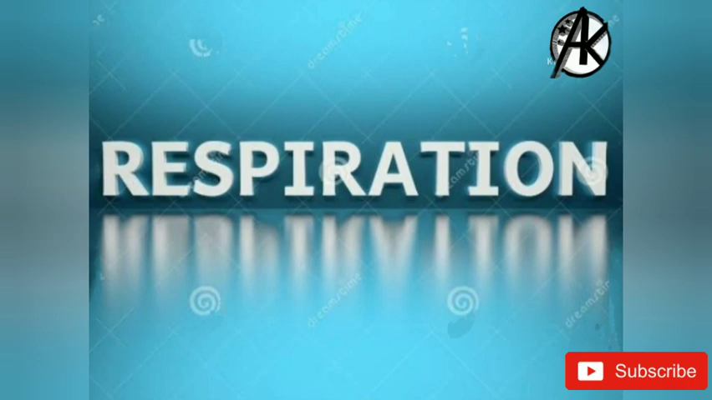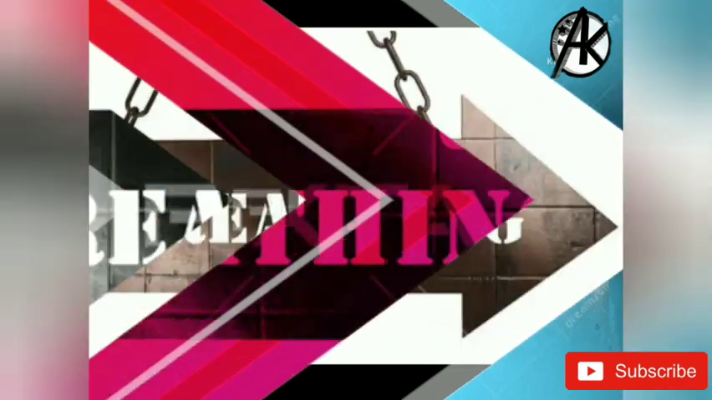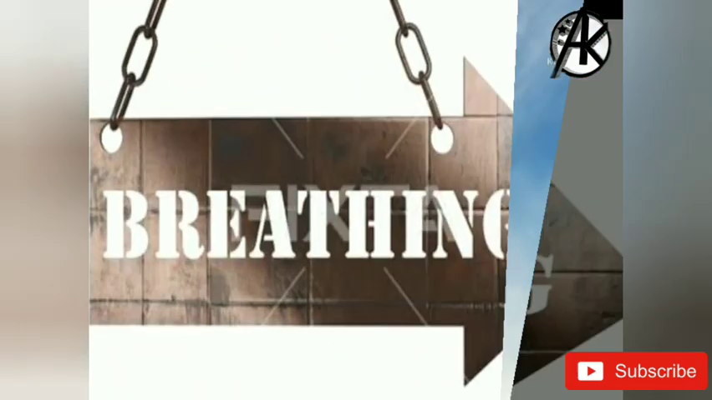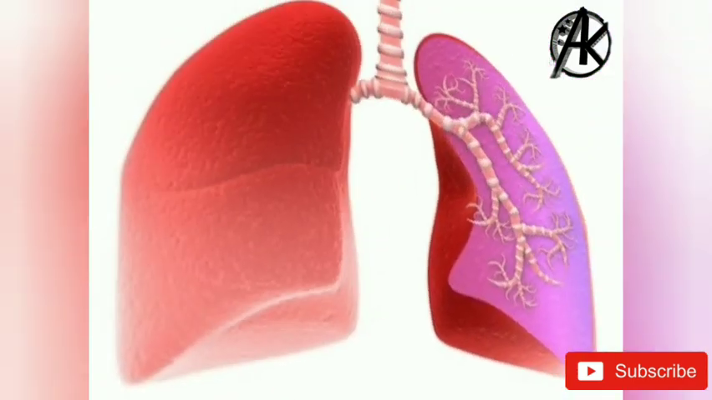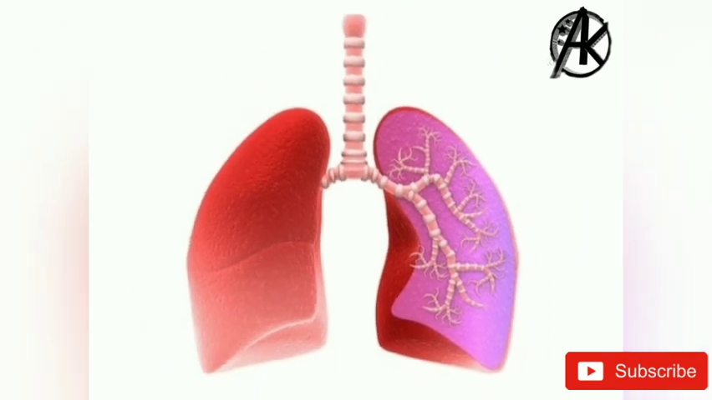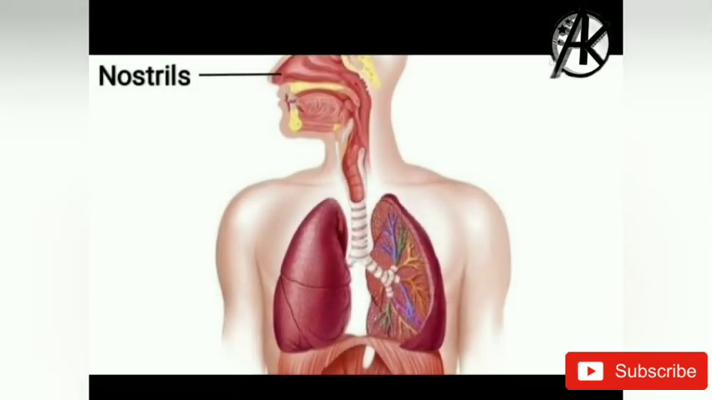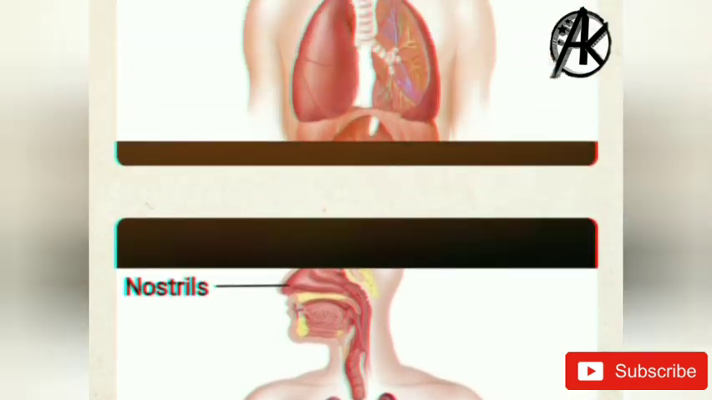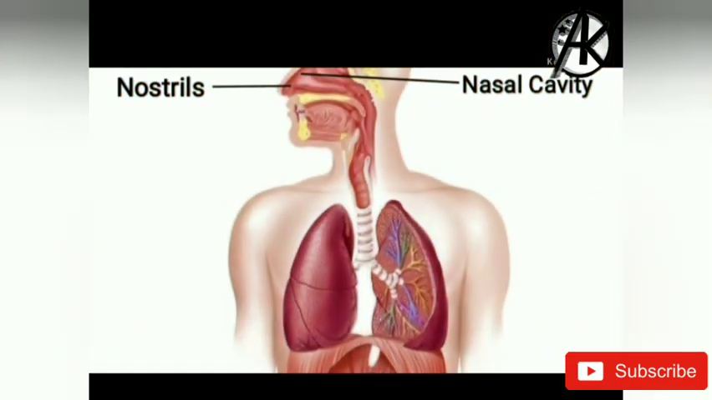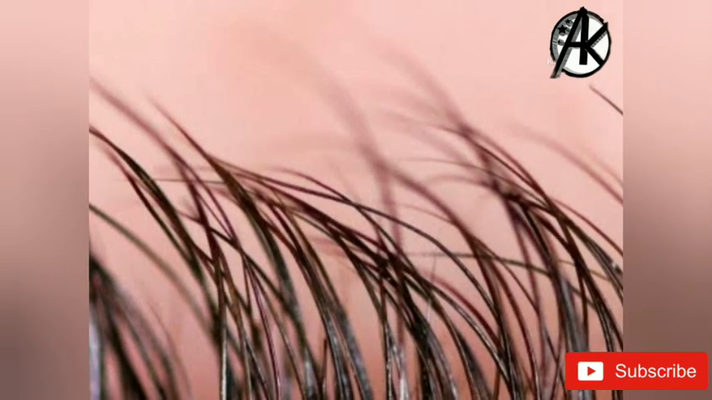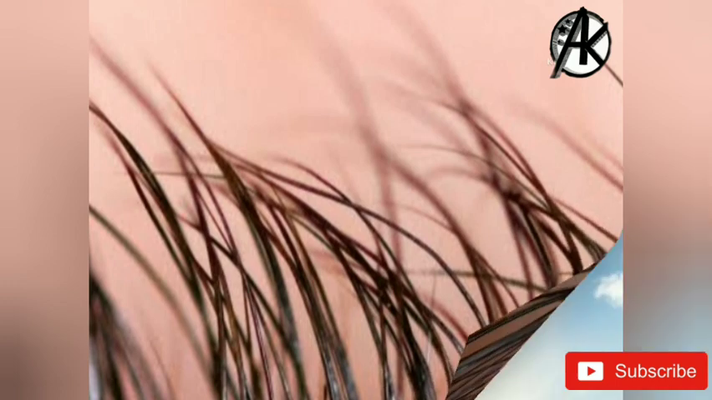Steps in respiration. For general understanding, we shall know the steps in respiration. Firstly, breathing. It's about the air movement into and out of the lungs. The air usually enters the body through the nostrils. Then in the nasal cavity, the air is filtered by the hairs growing from its sides. These hairs remove dust particles which are present in the air that we breathe.